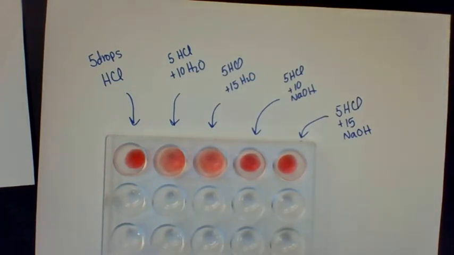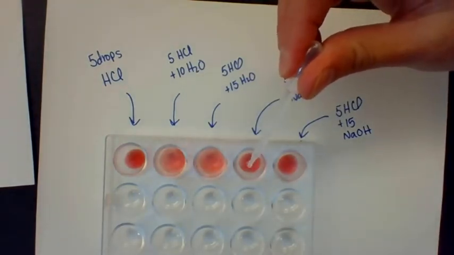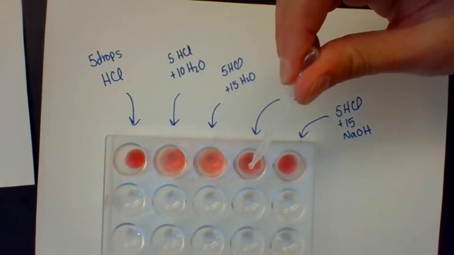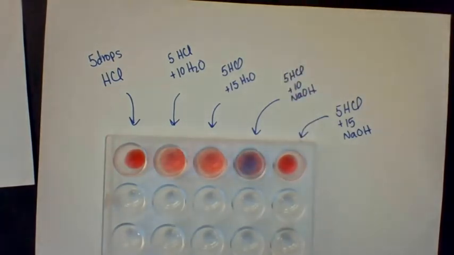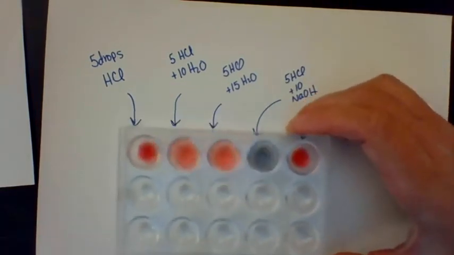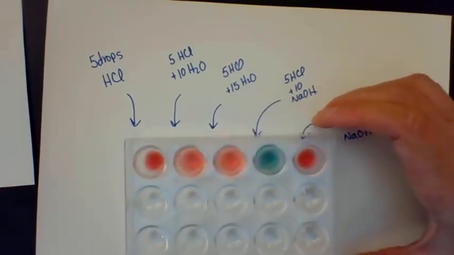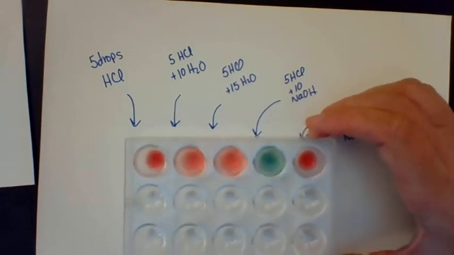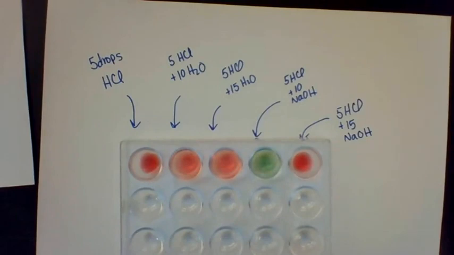Now let's try adding a base instead. So I've got this base here. And I'm going to add 1, 2. All right, we'll see if you can see a change happening there. I'm going to try and swirl it up a little bit. Aha, notice how with just adding 10 drops of sodium hydroxide, it turned green. So now my solution is pretty neutral.